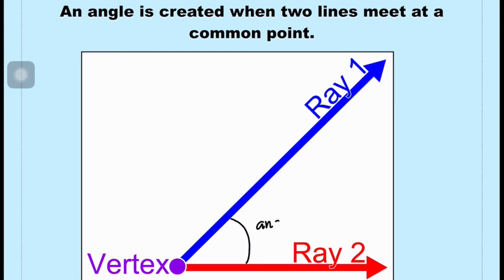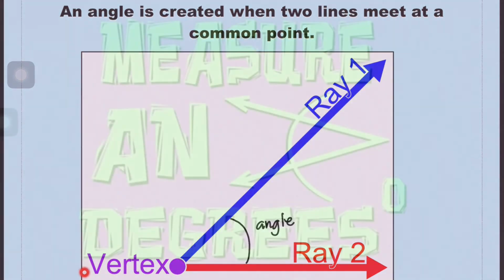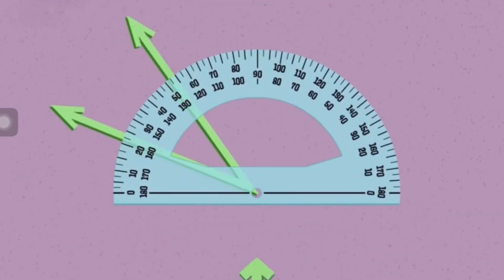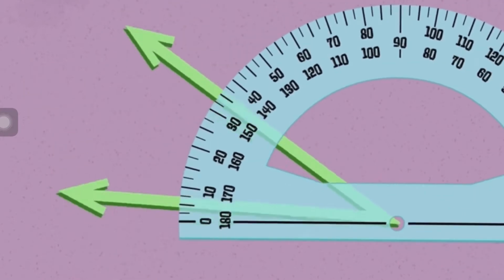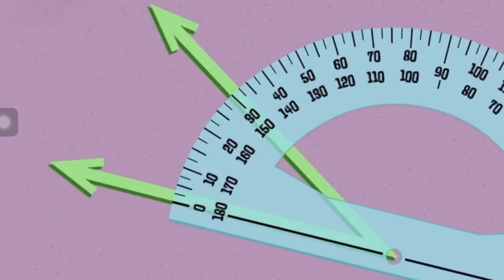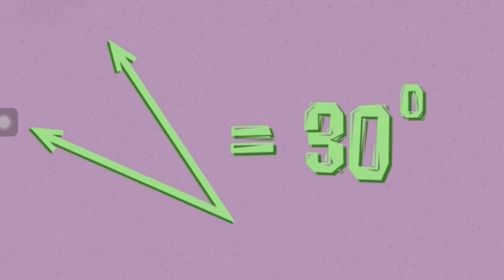An angle is created when two lines, this one and this one, meet at a common point. We call it the vertex. A protractor is an instrument used to measure the degree of an angle. So look at this specific angle, how it's being measured. This one is measured exactly 30 degrees, okay?